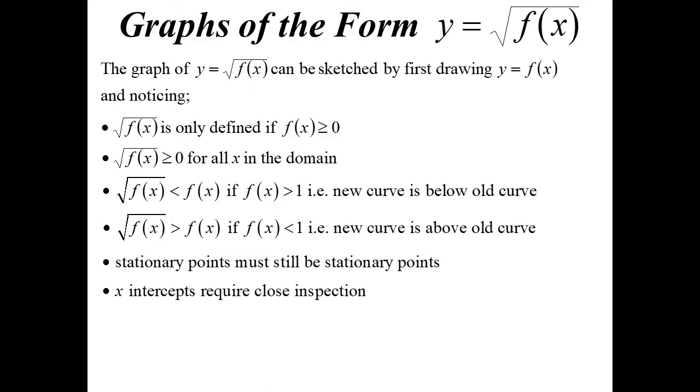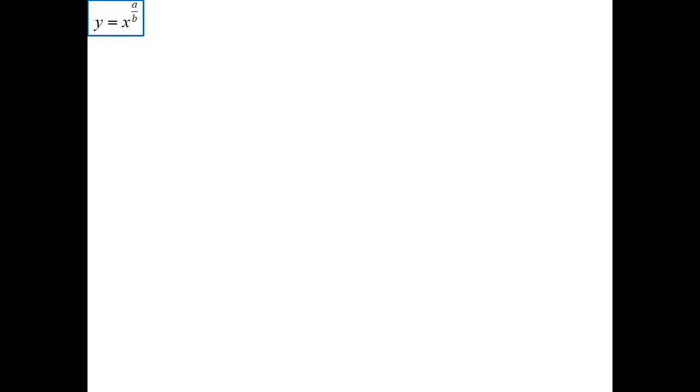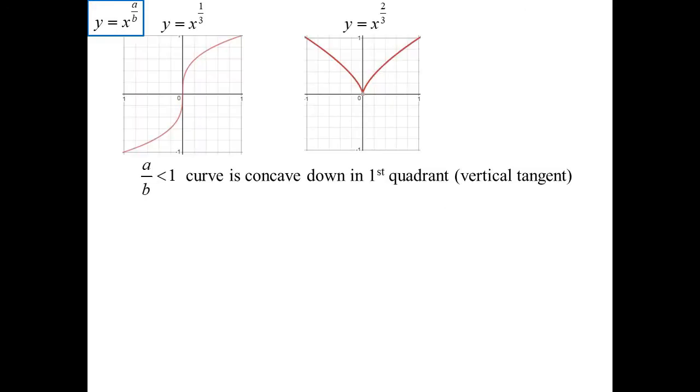Now, x-intercepts. This is where we really have to be careful. Let me show you something which you may or may not have ever realised. I'm going to talk about the function y equals x to the power of a on b. There's x to the third, so 1/3. There's x to the power of 2/3. So what do we notice? If a over b is less than 1, in both of these cases they're less than 1, the curve is concave down in the first quadrant. So it's always concave down in the first quadrant. That will always be true.